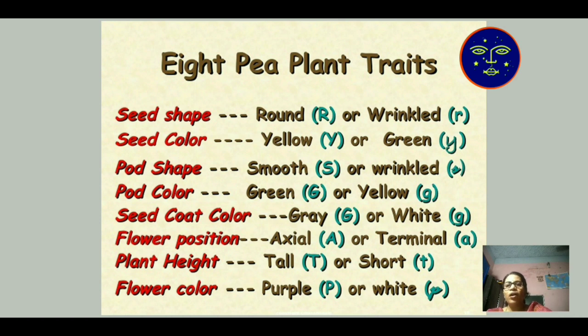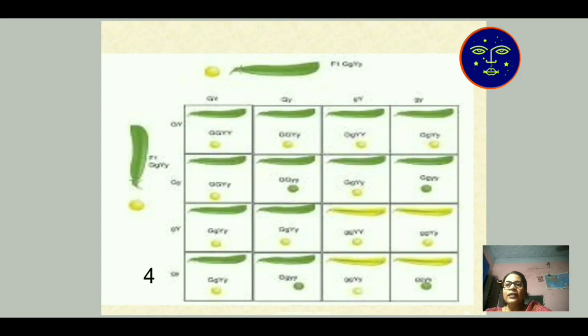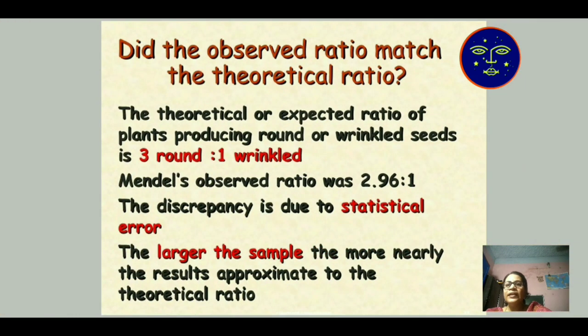Plant height. Tall for capital T, which is dominating. Short for small t, which is the recessive character. Flower color. Purple P for the dominating character, or white for the recessive character. Then in this structure, how did he get the result of his characters? Green for dominating and yellow for pod color, yellow for recessive character. Here is the reason.